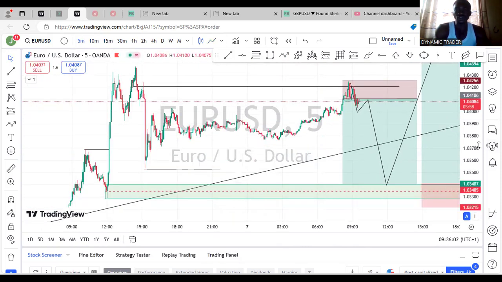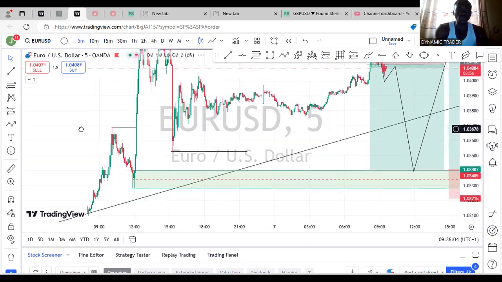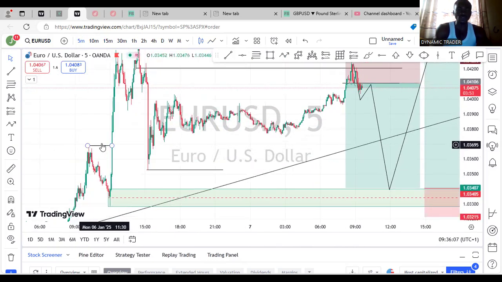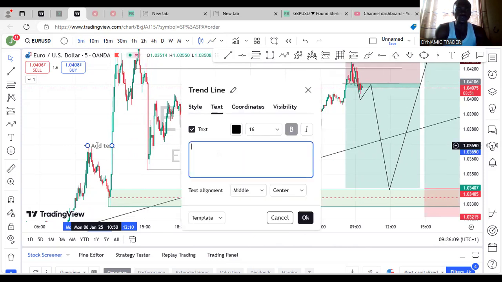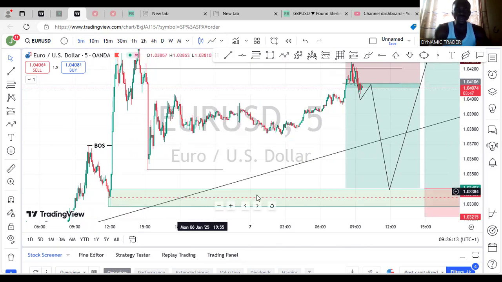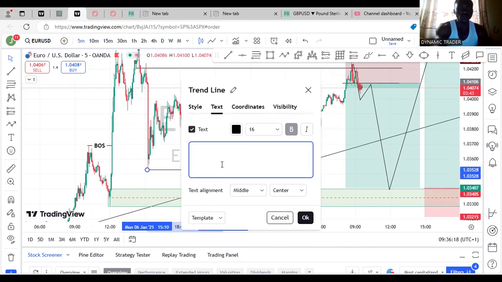Now, I was able to spot, that's one thing about SMC, the break of structure and the supply zone. So I was able to see this break of structure. Number one, I'm able to see this liquidity, or you can call it inducement.